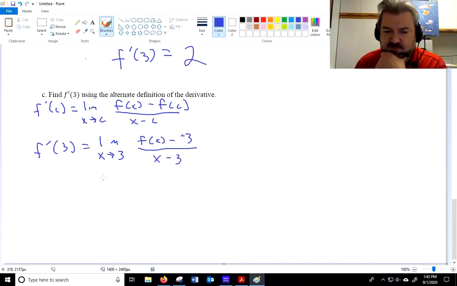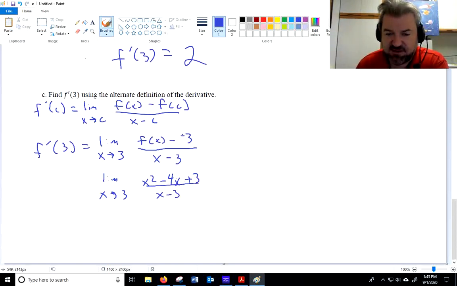All right, what is f of x? Well, we know that. That's just a formula that we were given. X squared minus 4x. Minus a negative 3 is plus a positive 3. Now, if I try and plug in 3 right now, I would get 9 minus 12 is a negative 3 plus 3 is 0 over 0. So this is indeterminate, but I can factor it.